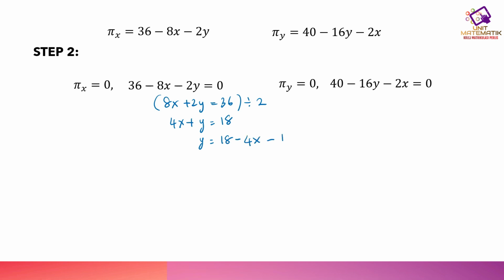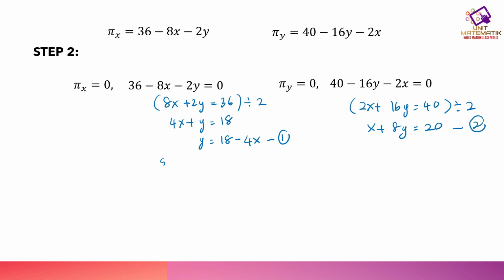For the second one, 2x plus 16y equals 40. This one also can be simplified. You will get x plus 8y equals 20. Second equation.